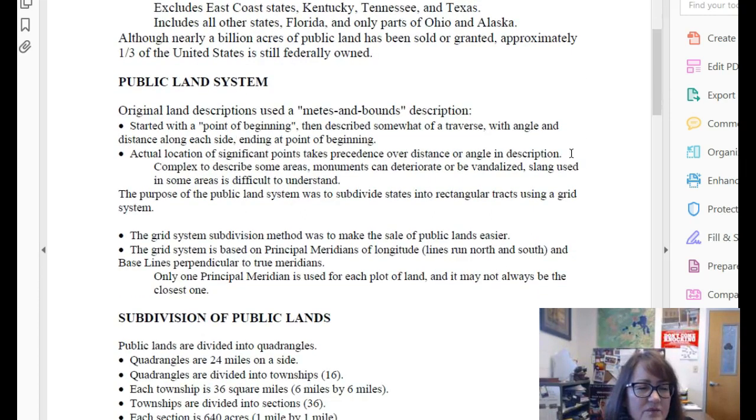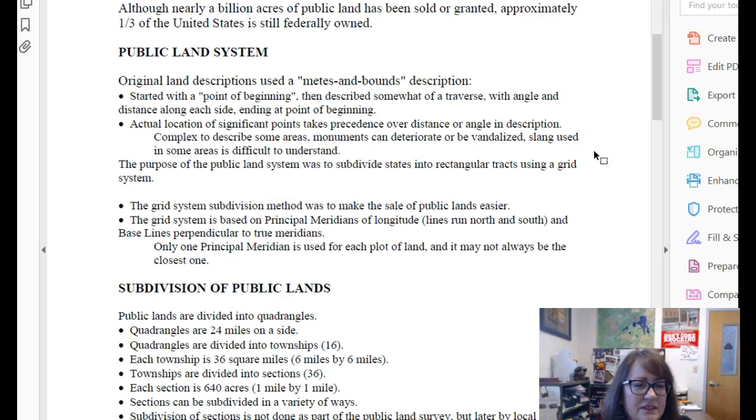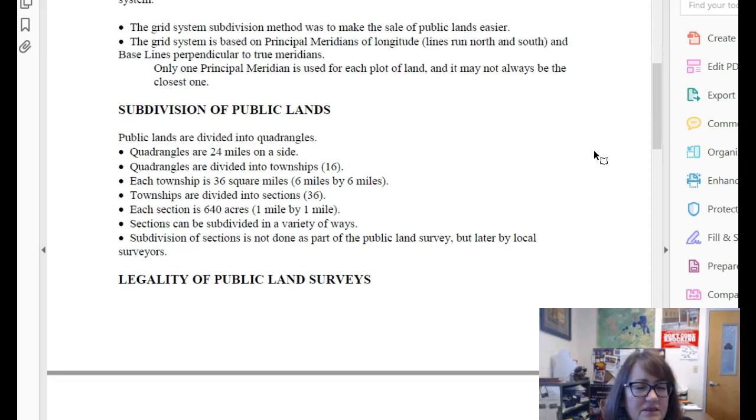So what it talks about, once again, is the fact that the public land system sort of supplants a metes and bounds description, which talks about points of beginning, distances, and directions and boundaries. But in the public land survey system, one of the purposes of the public land survey system, and I'll say this again, is the orderly disposition of lands. So this is a geometric grid system that relates every piece of land to an initial point in the public land survey system.